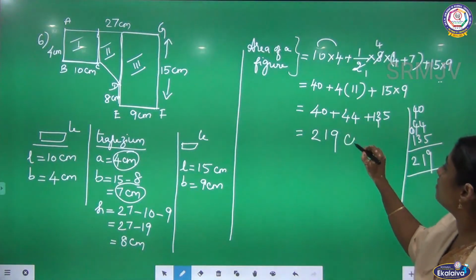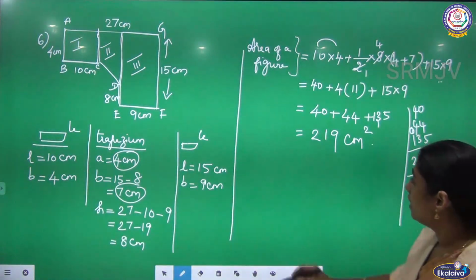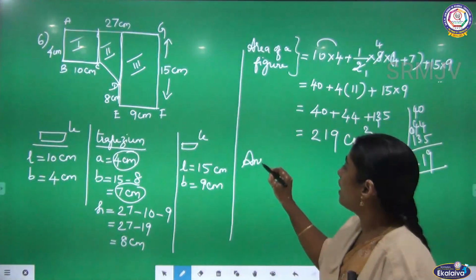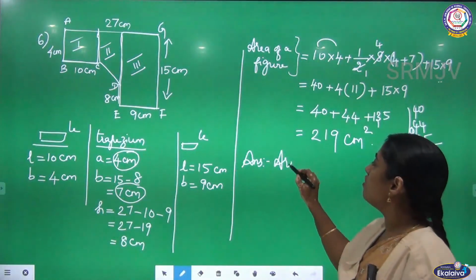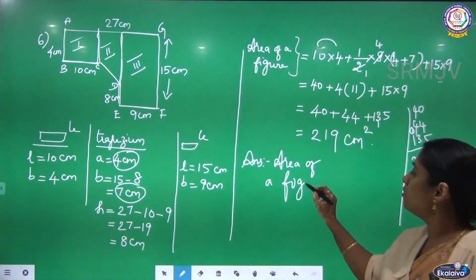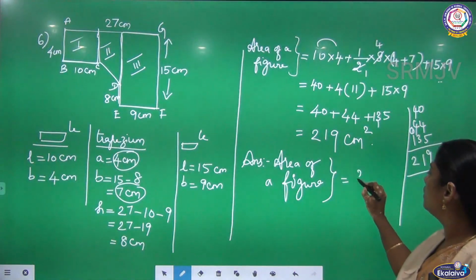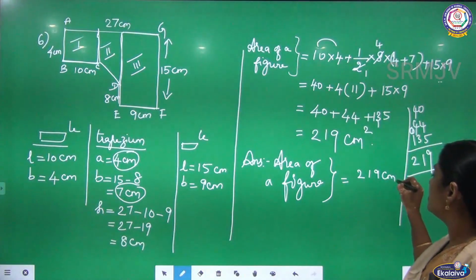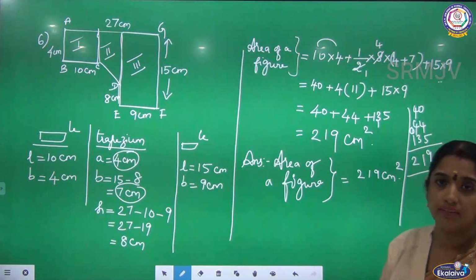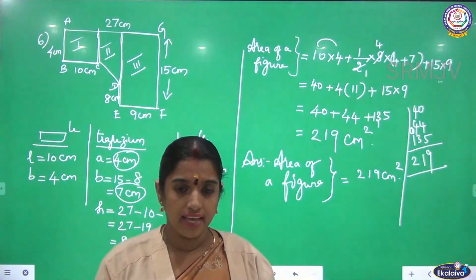The unit they are given is what? Centimeter square. Got it? Now finally I am going to write the answer. Area of a figure is equal to 219 centimeters square. Can you clear this, children? Can you clear this? Thank you, children.